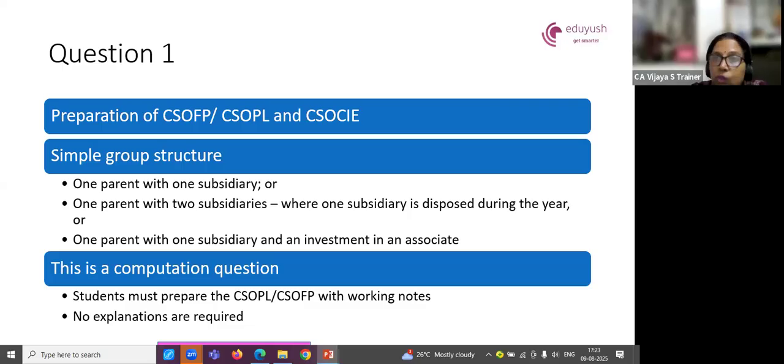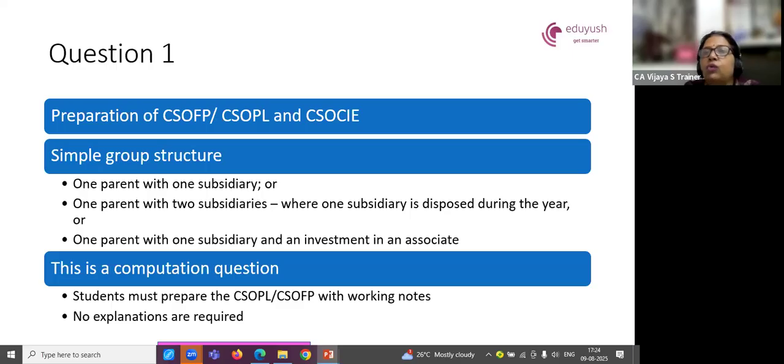So consolidated SOFP. So they will just ask you to prepare a full consolidated SOFP or just a consolidated SOPL, not both of them. And sometimes they can include a consolidated statement of changes in equity, but that's very rare. So more often it is a consolidated SOFP or a consolidated SOPL. And this will always be a compulsory question.